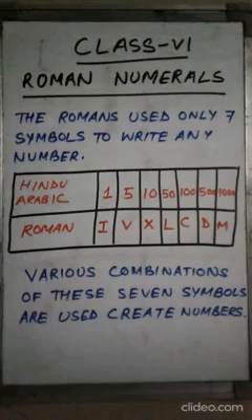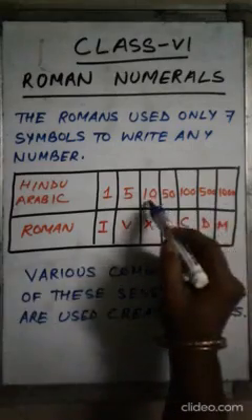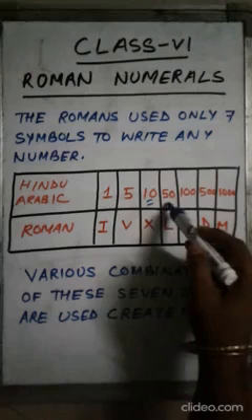The Romans used only 7 symbols to write any number. In the list below, I have given the Hindu Arabic notation and Roman notation and their comparative numbers. For I in Roman symbol, Hindu Arabic notation represents 1. For V it is 5. For X it is 10. For L it is 50.